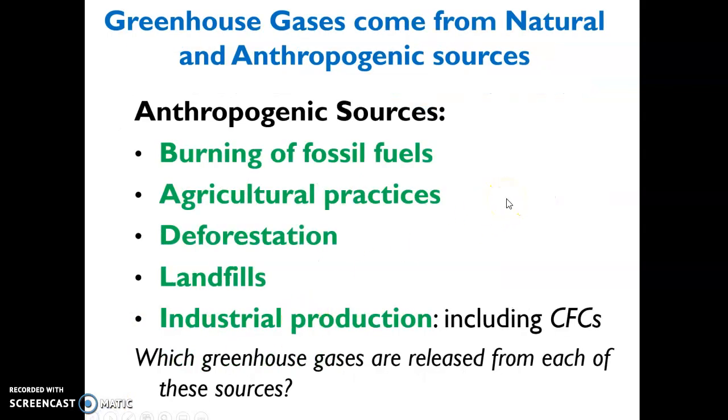Now let's look at the contributions from anthropogenic sources. That would include the burning of fossil fuels. So when you burn gasoline, when you burn heating oil, when you burn methane for heat, then you are creating additional sources of CO2 and methane. And let's not forget too, the extraction of fossil fuels can also result in the accidental release of methane, for example.